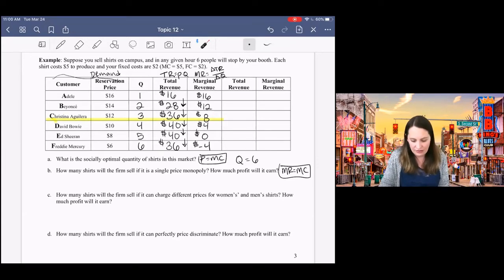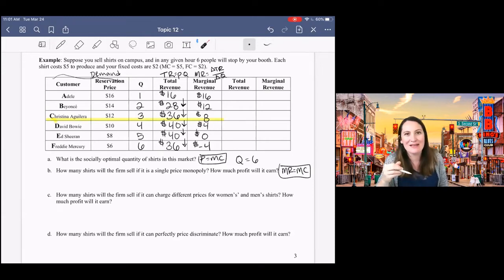Producing the 4th unit only earns us an additional $4 in revenue, and it would cost $5 to produce, so we're going to lose money doing that. Now here you can see a little bit of a paradox of monopoly, or a puzzle, because this 4th person, David Bowie, is willing to pay $10 for this t-shirt.